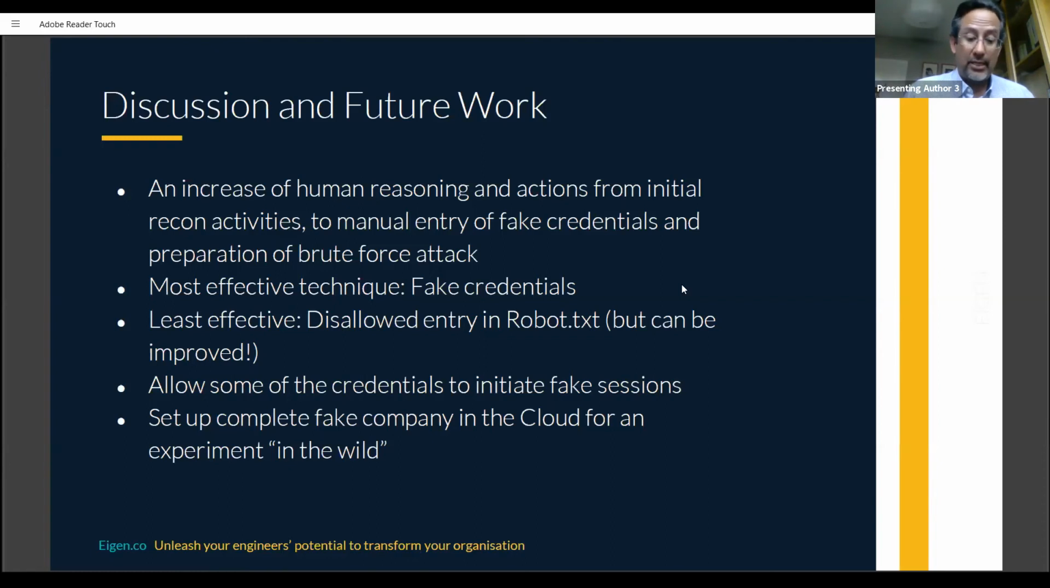An ambitious future project would see the setup of a completely fake company in the cloud with fake employee avatars, with LinkedIn accounts and social presence, and put this out there and allow us to test these concepts completely in the wild, with real attackers trying to hack.